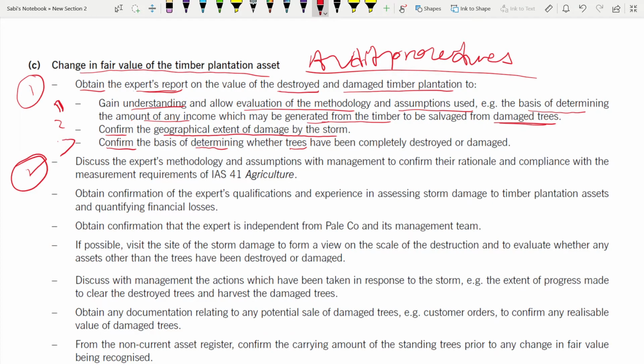Number 2, discuss the expert's methodology. Discuss is the word. And the assumptions with management. You are discussing the methodology and the assumptions with the management. Why? To confirm their reasons, rationale, and compliance with IAS 41. So this is also a kind of audit procedure. You are confirming with the management whether it is justified that they are complying with IAS 41 or not.